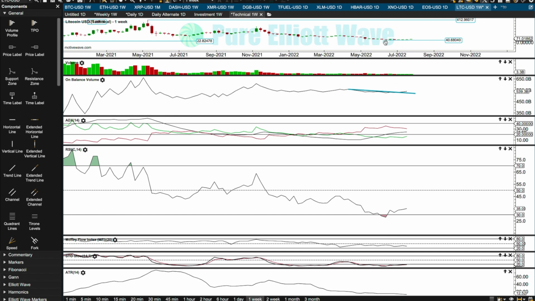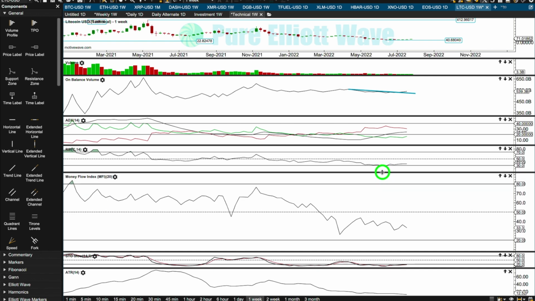Is there any divergence? I'm looking at closing prices. Okay, the oversold low for RSI corresponds exactly with the low for price. So there's no bullish divergence, but it has clearly reached oversold. So that's good for the bullish case.